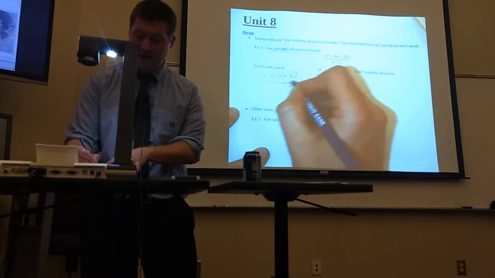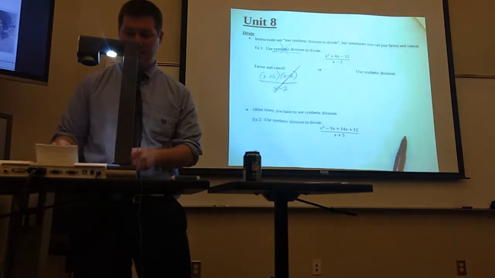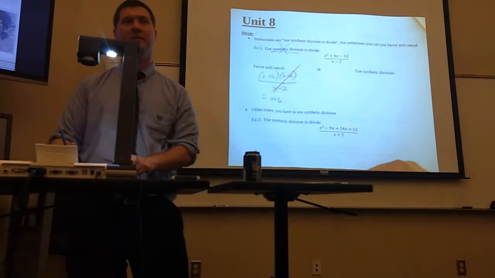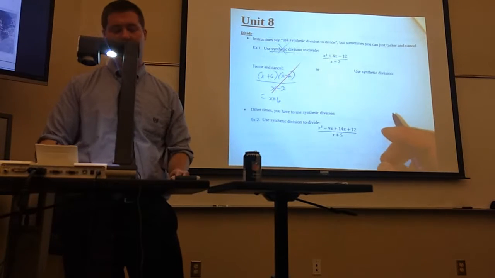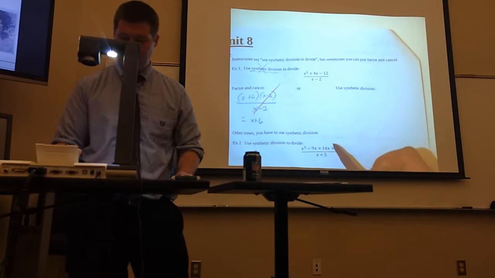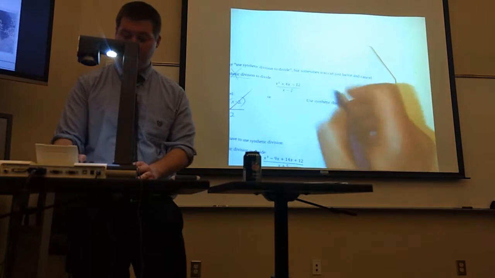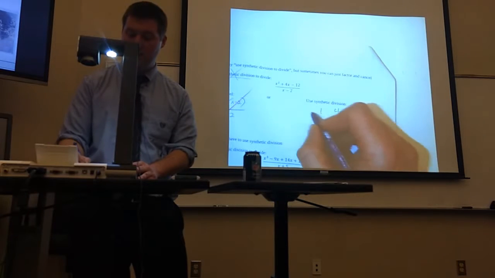And now when I divide that by x minus 2, the x minus 2's cancel, and I've just got x plus 6. So sometimes you can save a lot of time and just factor it. Now, if you really want to do synthetic division, you could. So we just write down our coefficients, 1, 4, negative 12.